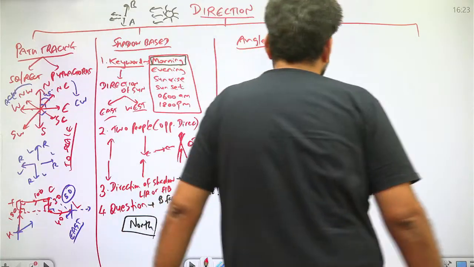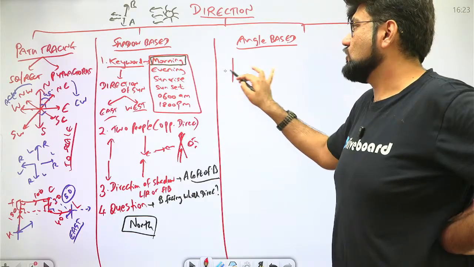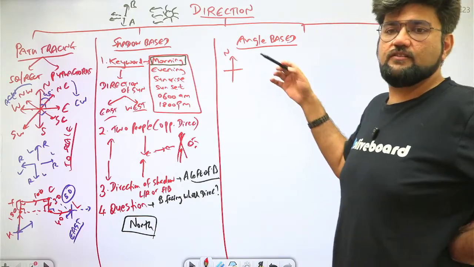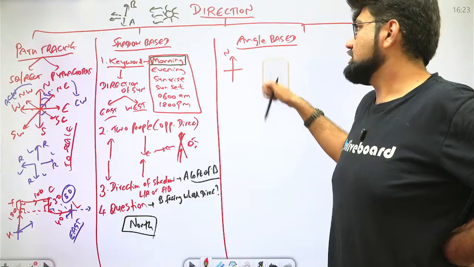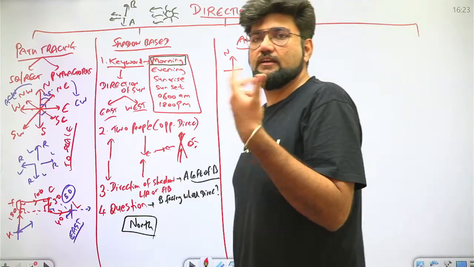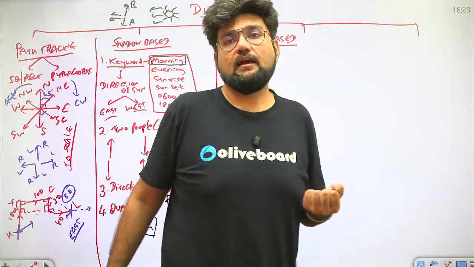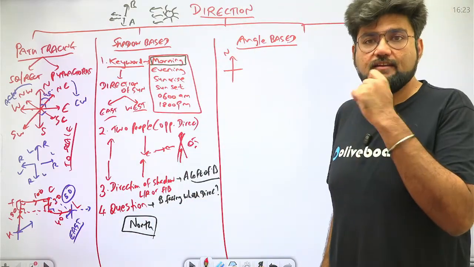What happens in angle based? In angle based, there will be a starting direction given to you. Let's say a person is facing the north. Now your question will tell you that the person is now moving 90 degree clockwise, 180 degree anti-clockwise, 135 degree clockwise, 225 degree anti-clockwise. Okay, and again 90 degree clockwise, 45 degree anti-clockwise. Now where is he finally standing?